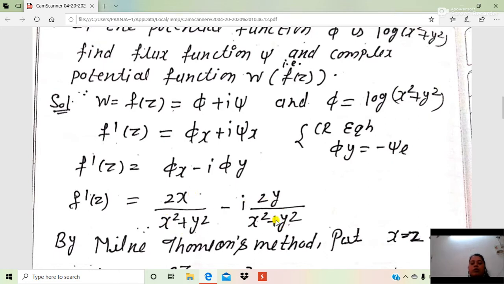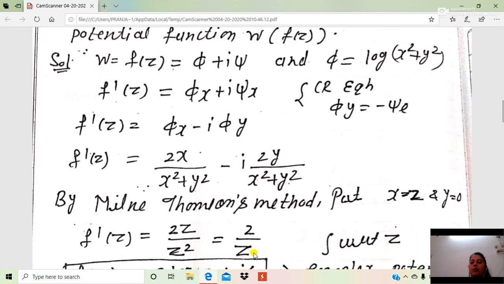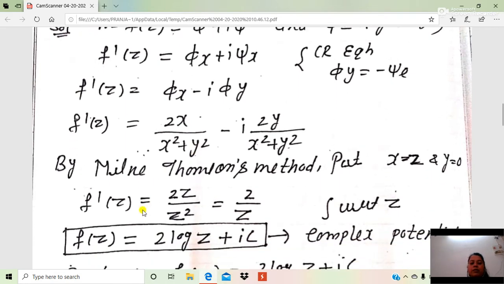but it is in the form of x and y. So to change it into the form of z, we have to use Milne-Thomson's method. I hope you remember the method, that we just put x is equal to z and y is equal to 0. So by putting x equal to z and y equal to 0, we have the value of f dash z as 2z upon z square, which is equal to 2 upon z. This is the value of f dash z.